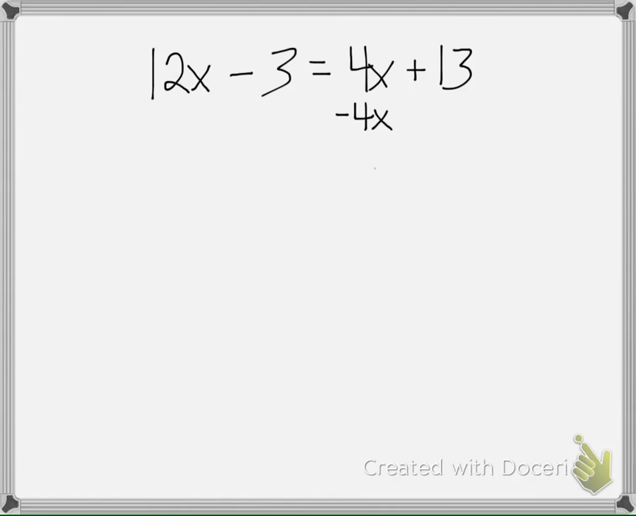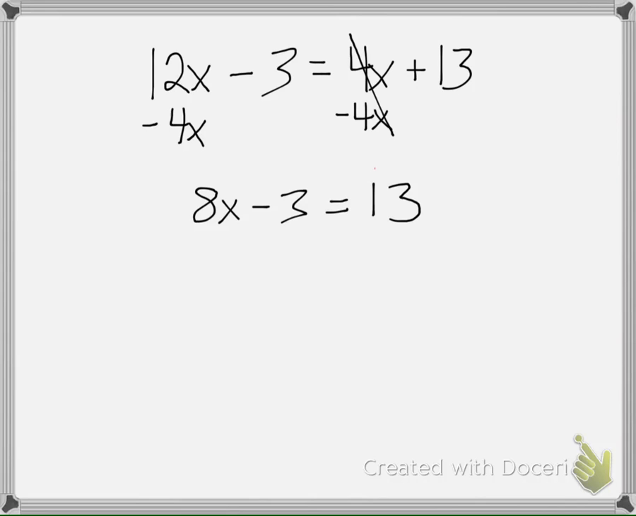Our main rule with solving equations is whatever we do to one side, we do to the other. So we can subtract 4x over here as well. Now remember, you can only combine like terms, so don't subtract 4x from negative 3 because that won't work, right? Not like terms. We're going to subtract the 4x from the 12x because they're like terms, which leaves me with 8x minus 3. The 4x minus 4x leaves me with 0 plus 13, so I'm left with 13 on the right-hand side.